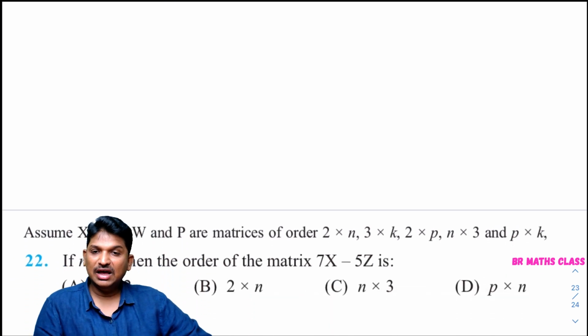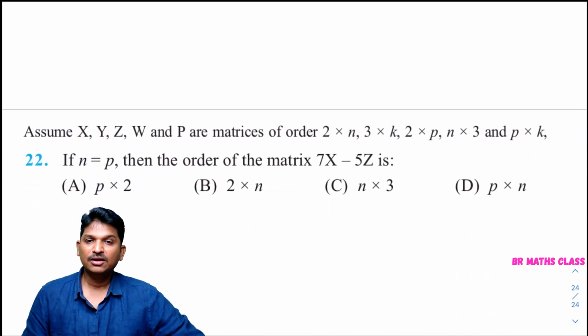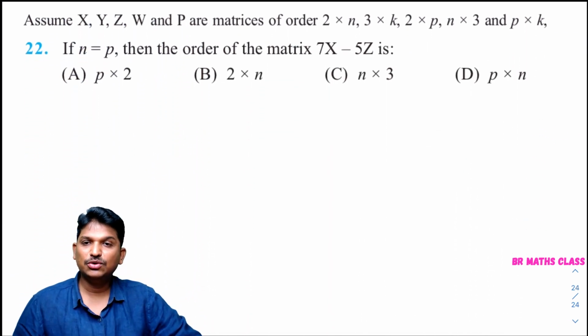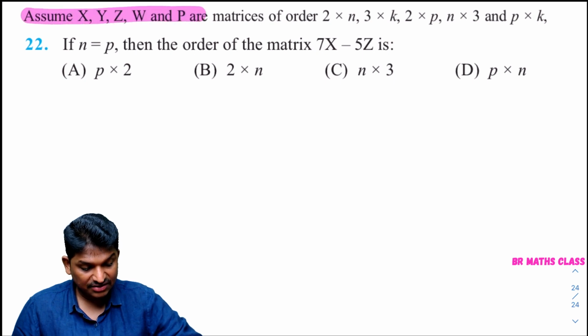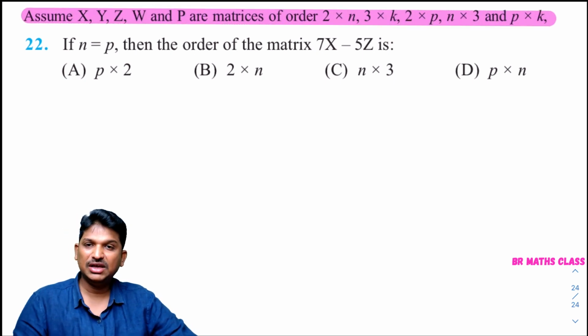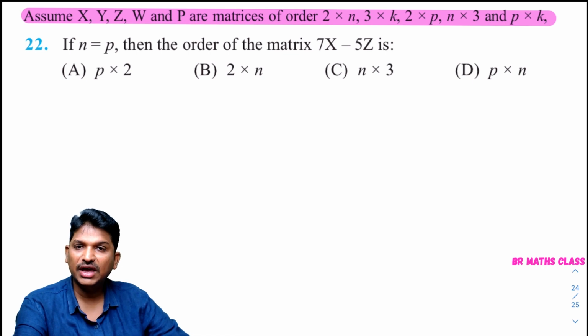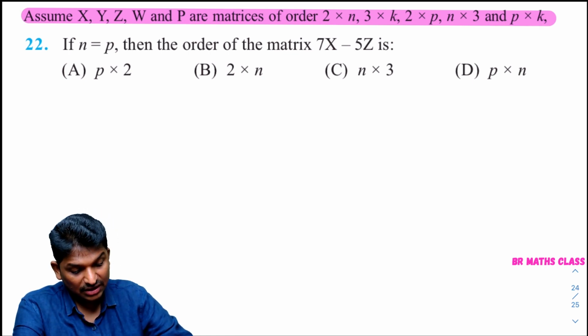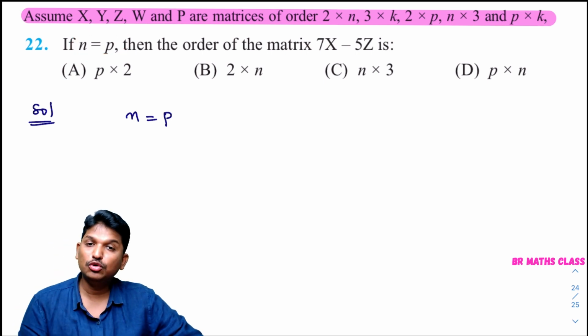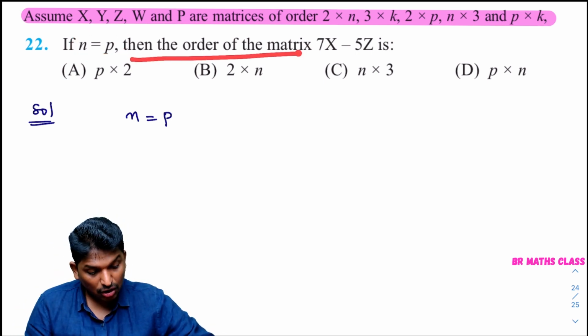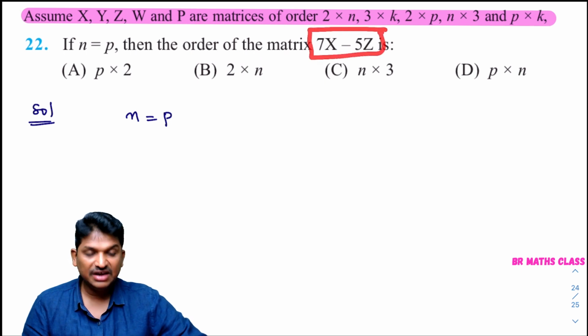Now we will move to the last question in this. What is the last question? This is also like, okay, they have given this X, Y, Z, W, P matrices of the same order as the last problem. Now in the solution, in the beginning only they have given n equal to p. Then the order of the matrix 7X minus 5Z.